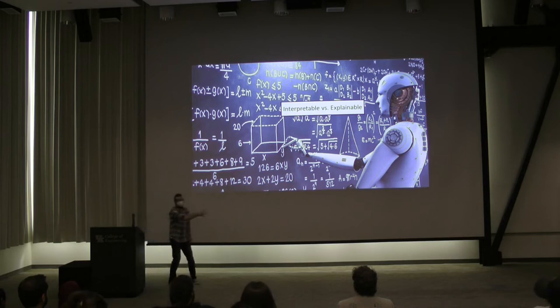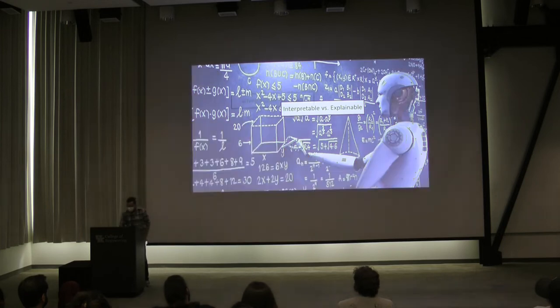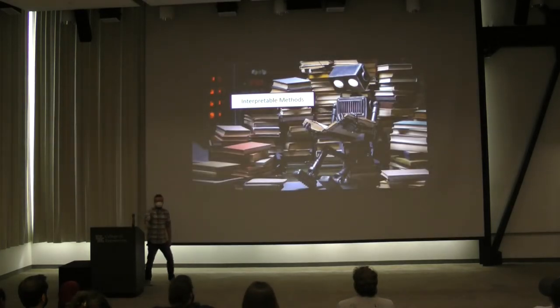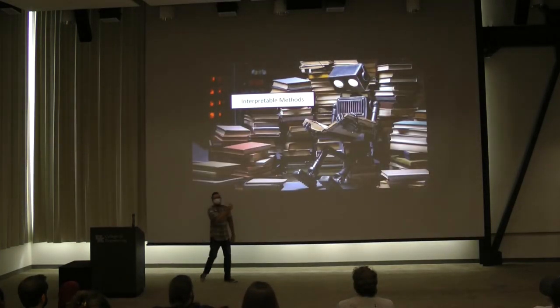Interpretability, explainability. And so how we're going to start here is with the easy stuff, interpretable methods. Understanding interpretable methods and what makes them interpretable actually ends up being critically important to explainability in general.